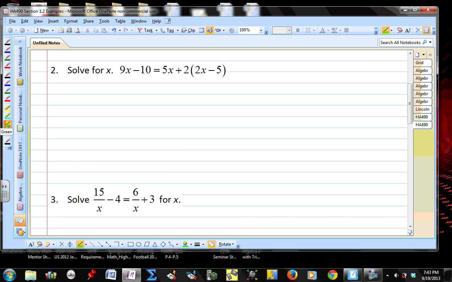All right, for starters, we should simplify the right side of this equation by taking this positive 2 and distributing. We use the distributive property of multiplication over subtraction. So we get 9x minus 10 equals 5x. Now we'll go plus 4x and minus 10.